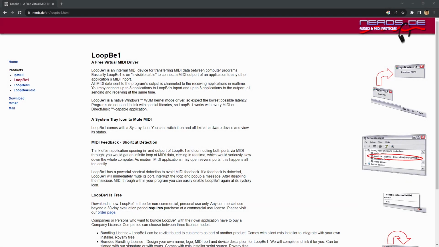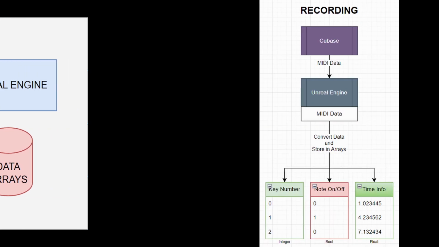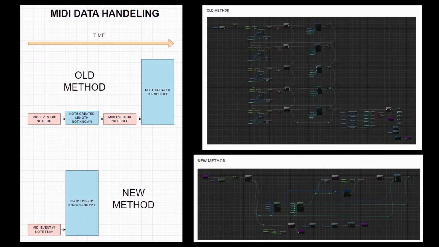Recording tracks requires a virtual MIDI driver to be installed. I have used LoopBe1 for this prototype. This driver allows a program on a computer to directly send MIDI data to Unreal Engine. Blueprints have been used to interpret and save MIDI data to arrays, which are recorded in their raw data format and are baked to a more appropriate data structure for use in gameplay.